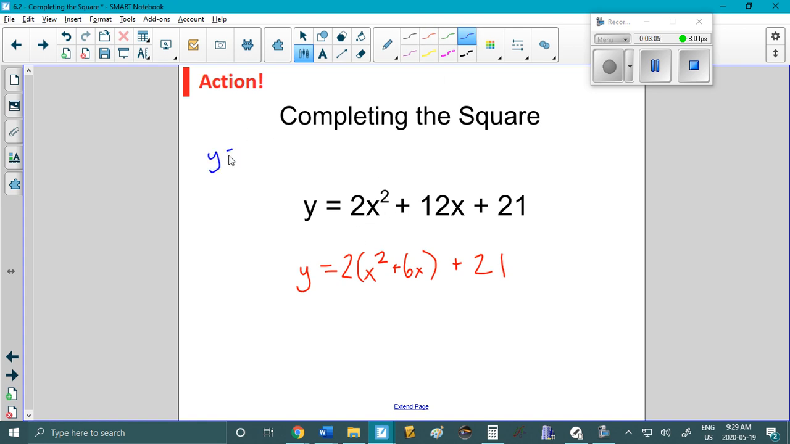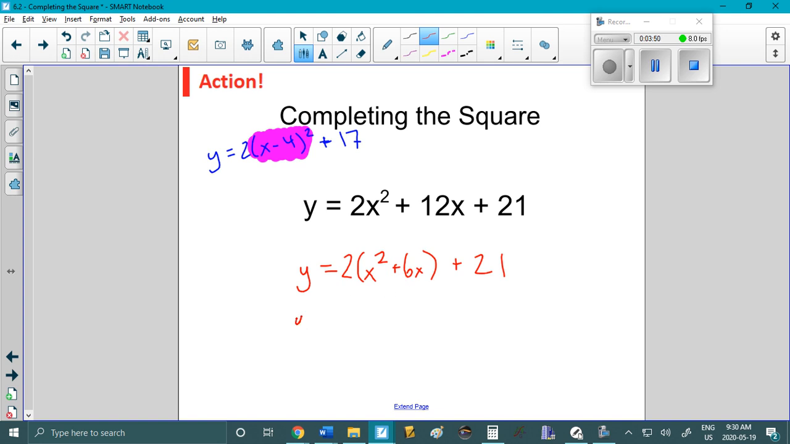So when we have vertex form, we always have this here. We have x minus something or x plus something squared. So this part right here, if we were to expand that, would be a perfect square trinomial. So what we're going to do is we're going to build in a perfect squared trinomial right in here. Okay? So we have x squared plus 6x, and what can I put after that to make it a perfect squared trinomial? Okay, so what do you think?